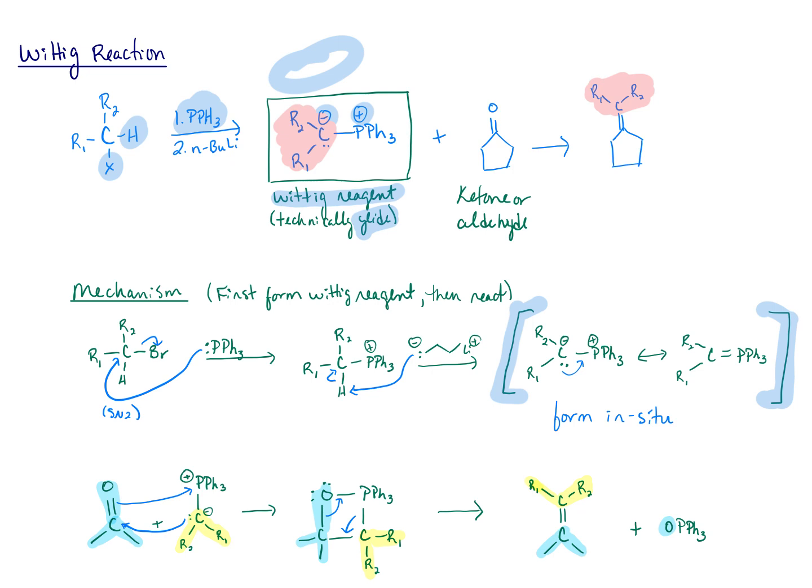Let's look at the mechanism. Realize that first we have to form the Wittig reagent, or the ylide, and then we actually are going to use it. Now, before we get to that too much, I want to talk about something called n-butyllithium. n-Butyllithium is just a butyl, 1, 2, 3, 4 carbons, and that's got a negative charge on the end. And then lithium, positive charge. Needless to say, that is a very, very strong base right there.